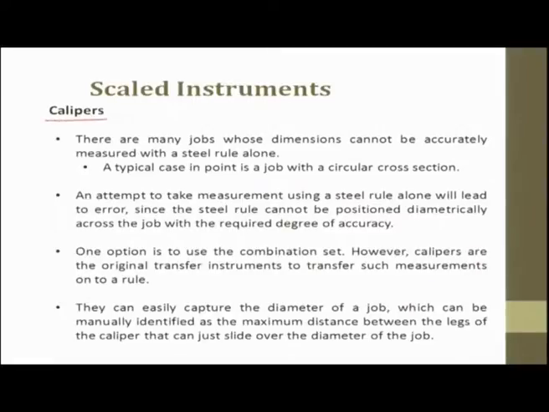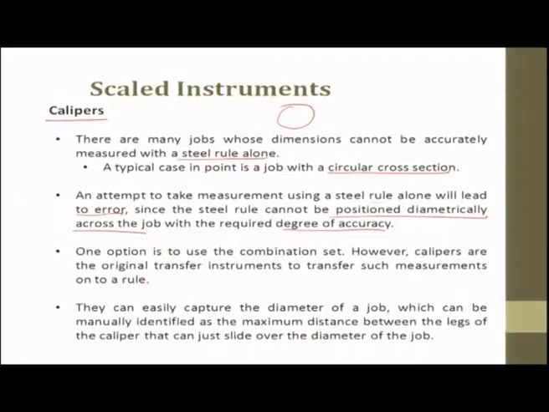The next one is a caliper. A caliper is basically to take the dimensions, but it will not give you the values. It is only to take the dimension, take the shape and then transfer it. There are many jobs whose dimensions cannot be accurately measured with a steel ruler alone. Typically for circular cross section jobs, we cannot use a steel ruler, so then we go for a caliper. The attempt of making measurement using a steel ruler alone will lead to an error, since the steel ruler cannot be positioned diametrically across the job to the required degree of accuracy.